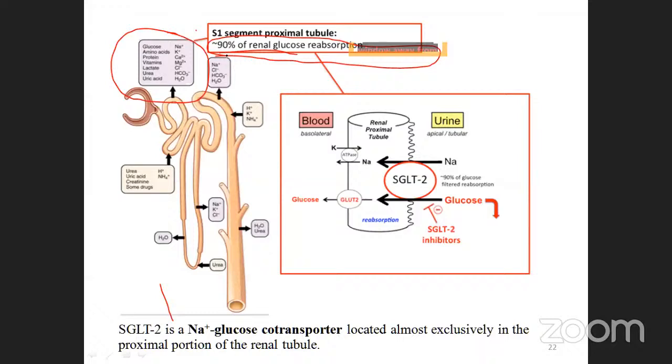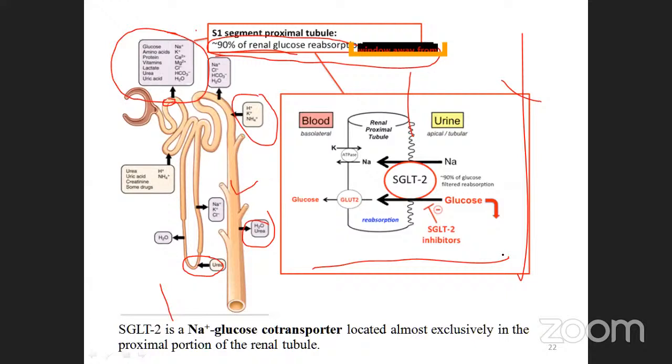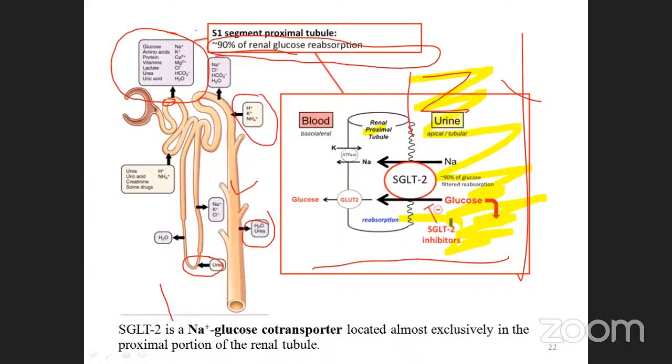Other areas are there too. For example, in the loop of Henle, urea, water, sodium, potassium, and ammonium ion are reabsorbed, and likewise in the distal convoluted tubule. Got it? So this is the proximal convoluted tubule. If you zoom in, we get this particular picture, where this is the lumen. There is a lot of urine available in the lumen. So glucose is there, sodium is there, everything is there.